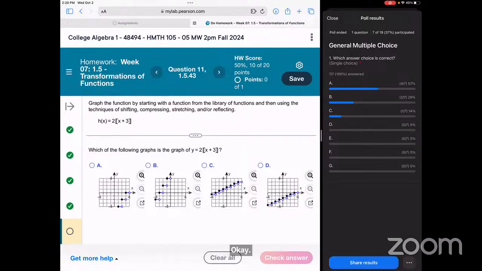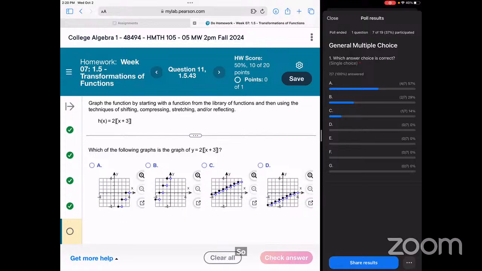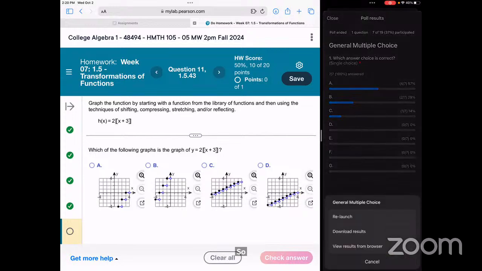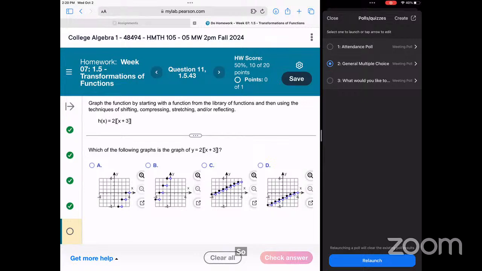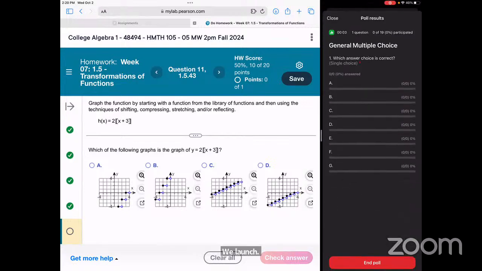Normally, the greatest integer function is a filled-in circle at the origin, and a segment going off to the right. And then when it gets to 1, it's an open circle. Then it jumps up, right? Okay, so let me relaunch this poll. I'm just curious what you all think. Okay, so we have two transformations at play here. First, we did a +3 on the inside, and we multiplied the outside by 2.